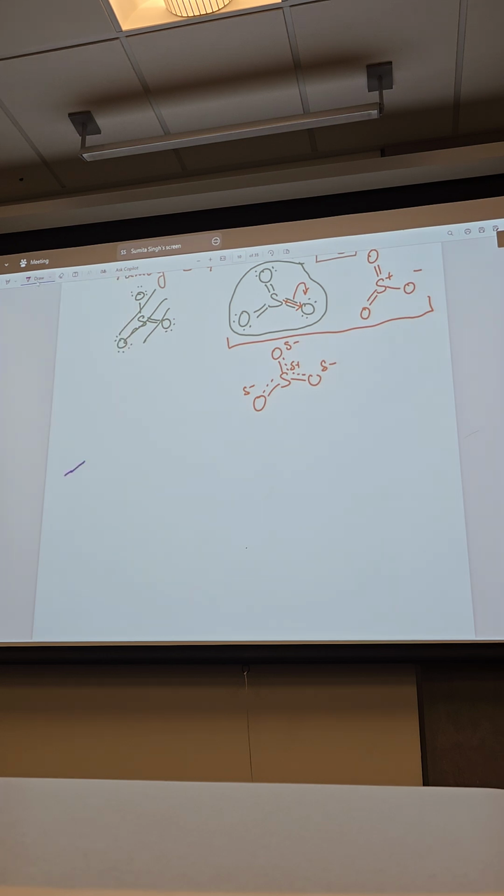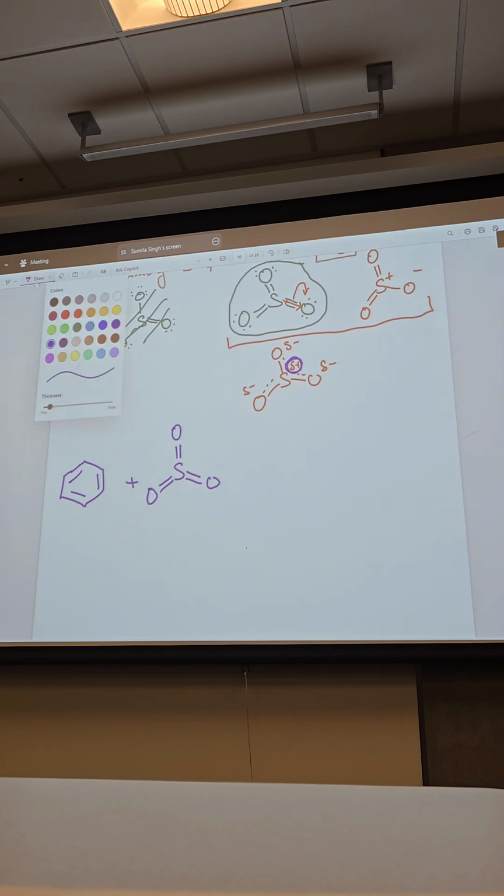Which atom will the benzene attack? The sulfur? Exactly. Because sulfur is the one that has the partial positive, isn't that right? Sulfur is the one that's losing electron density, so that is the electrophilic center. So when the nucleophile, one of the pi electron bonds, attacks sulfur, those electron densities can be pushed out to the oxygen. You guys with me?